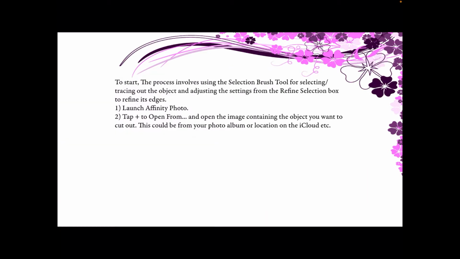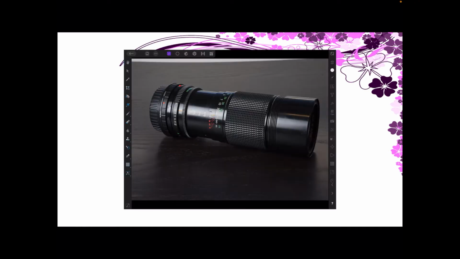To start, the process involves using the selection brush tool for selecting or tracing out the object and adjusting the settings from the refined selection box to refine the edges of the cutout. So, launch Affinity Photo on your iPad, remember. Tap plus to open the from options. Now, this can be from an image in the photo gallery or sitting in your file somewhere, or even in iCloud, wherever you've got an image that you want to use.